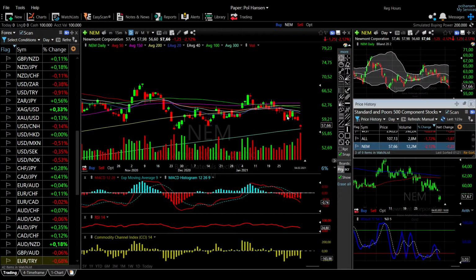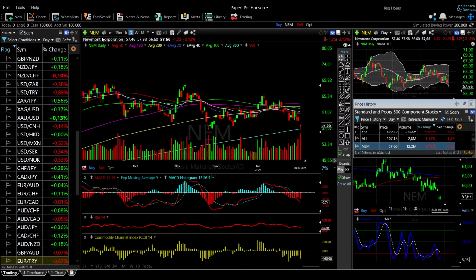Either it can rally to the middle of the Bollinger Band, or it can rally all the way up to the top of the Bollinger Band in the next week or 2. So this is NEM, Newmont Corporation. If you look at the RSI, it's at 24. It is significantly oversold. You can see in the Bollinger Band, we are way outside of the Bollinger Band and we are rallying up from that.